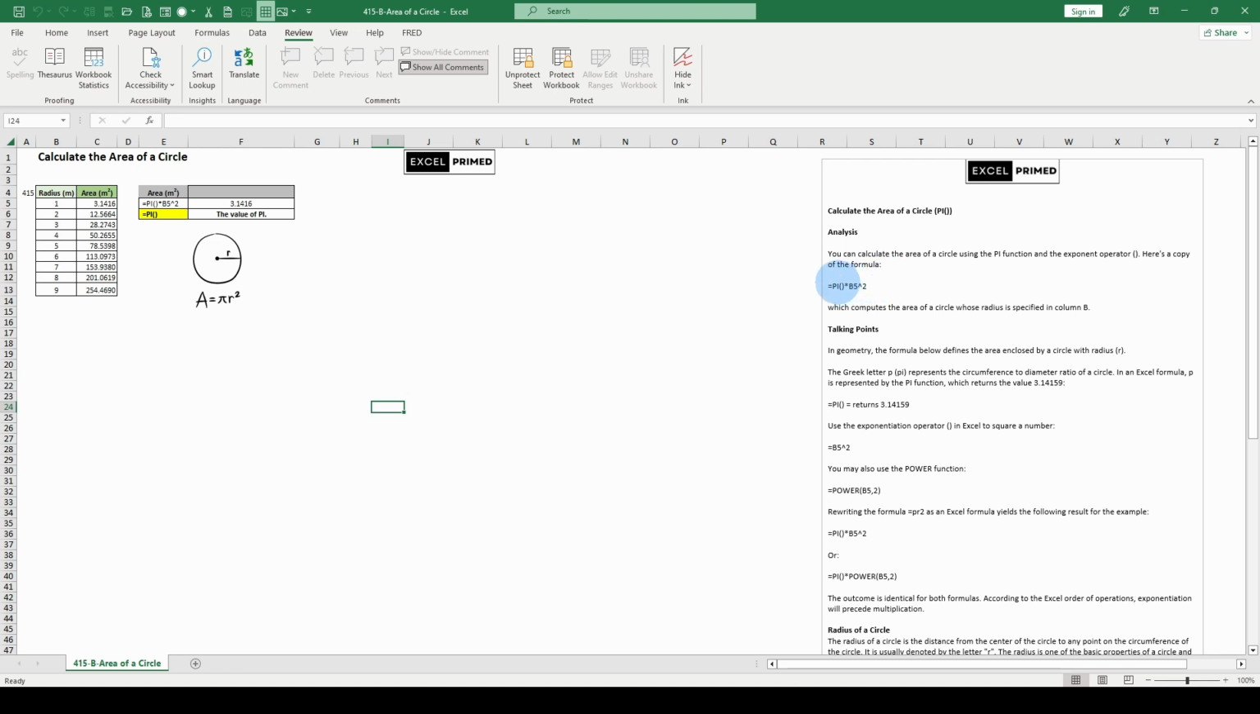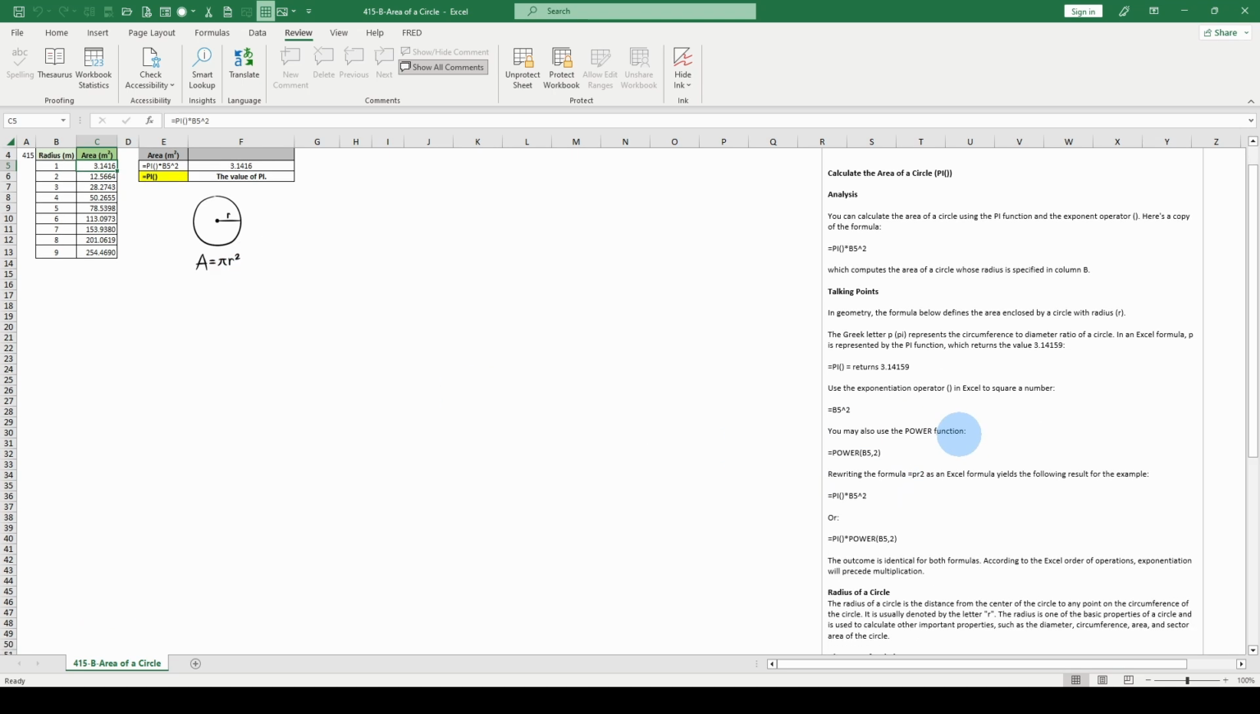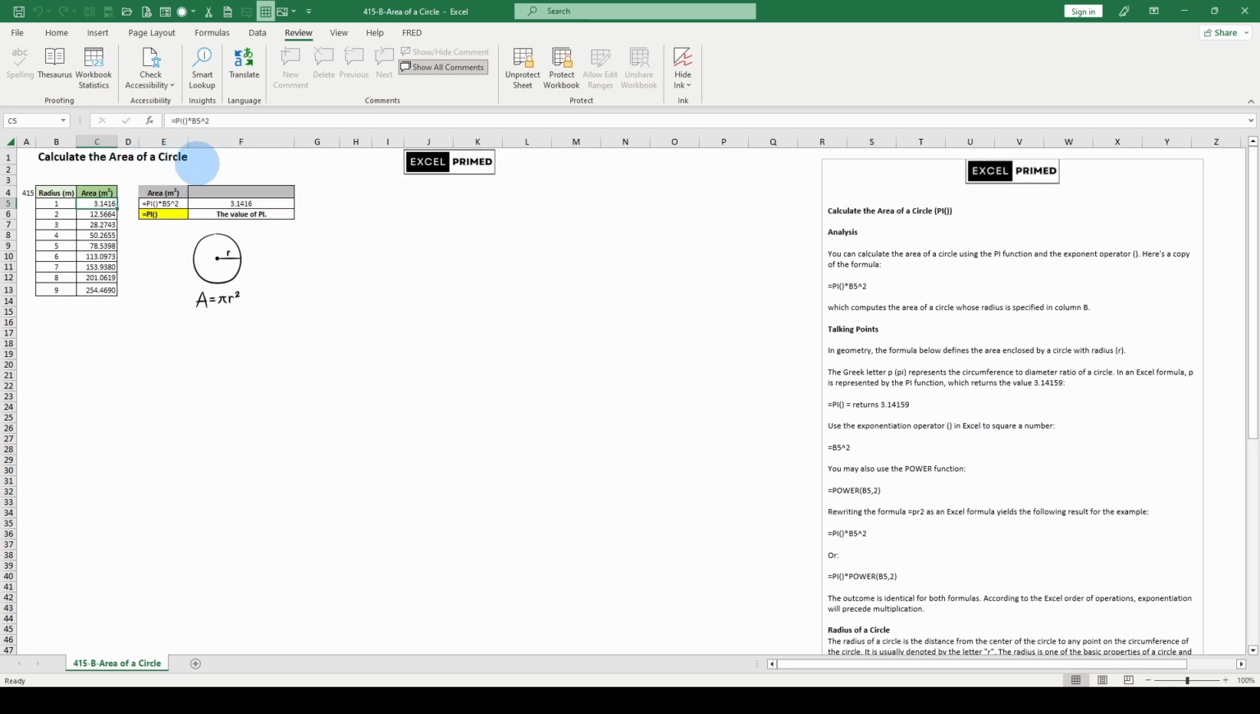Here's a copy. All right, we're going to use pi times B5 squared, which computes the area of a circle whose radius is specified in column B. Here's our radius. We're going to take area and compute it. I also have the circumference of a circle tutorial, so I'll just go over this one.